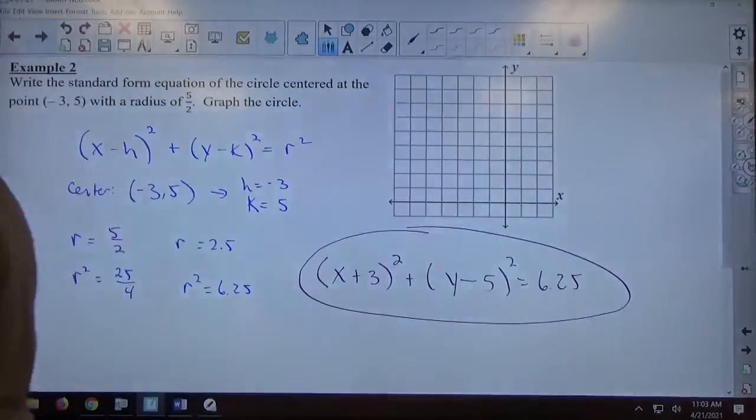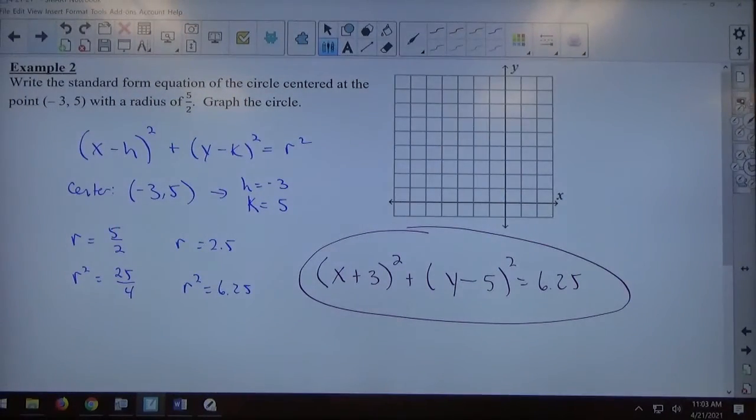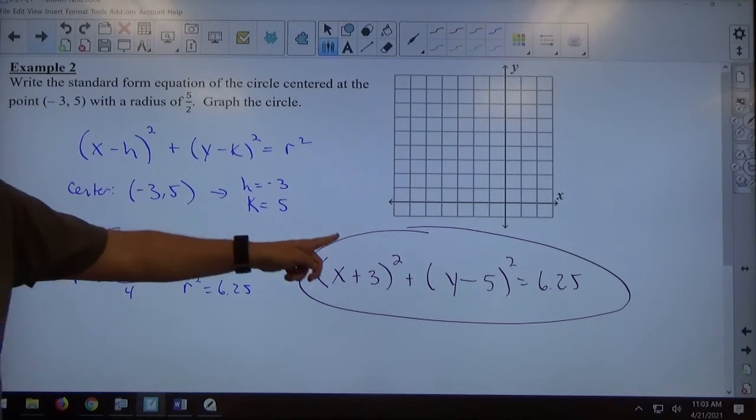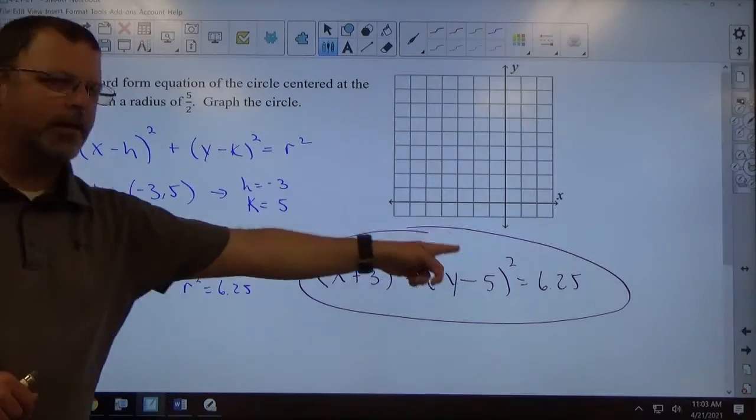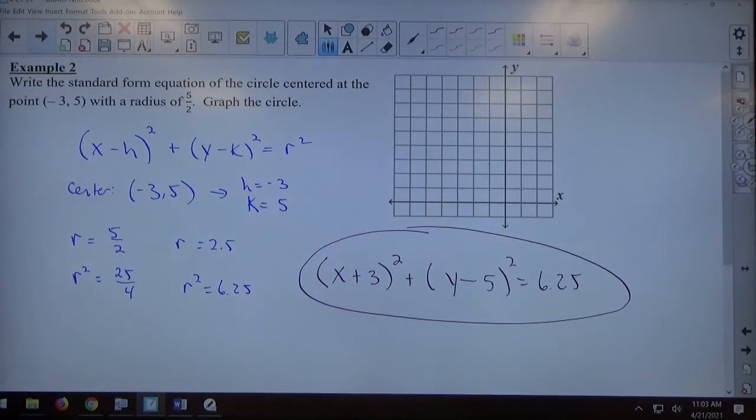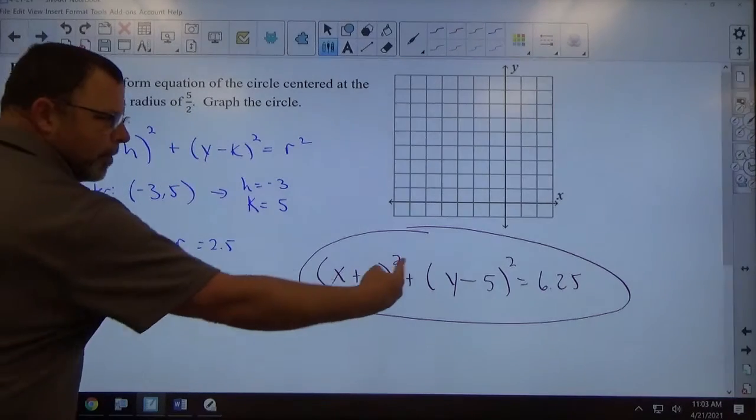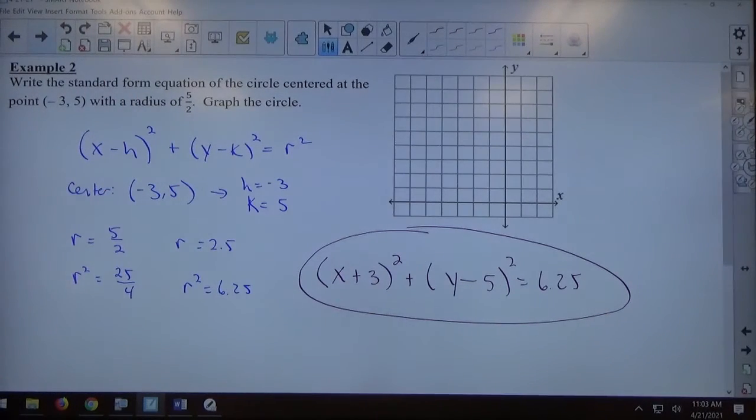And again, just like with the parabola, whatever h is, you're subtracting it. Whatever k is, you're subtracting it. So when it says x minus -3, that's x plus 3, and y minus 5, like that. Make sure that whatever h and k are, the opposite signs show up in your standard form equation.